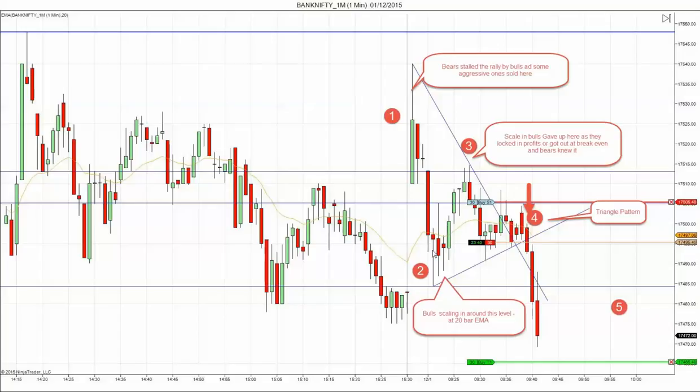And that's where you need to see which side is doing what, right? If the bears were to continue, they cannot allow the price to go past this area, because one, this is an area where the gap was created. Second, the bulls should be getting out and they should be disappointed and giving up, right? That's why I have mentioned here, this is the third important point in today's story: the scaling bulls gave up as they locked in profits or got out at break even, and bears knew it, and that's why you see a strong bear bar which closed at its low.